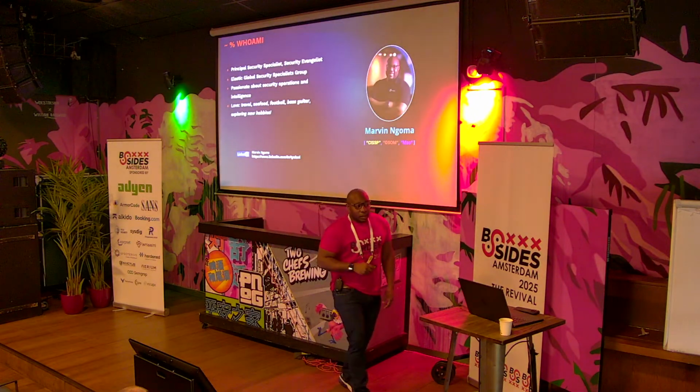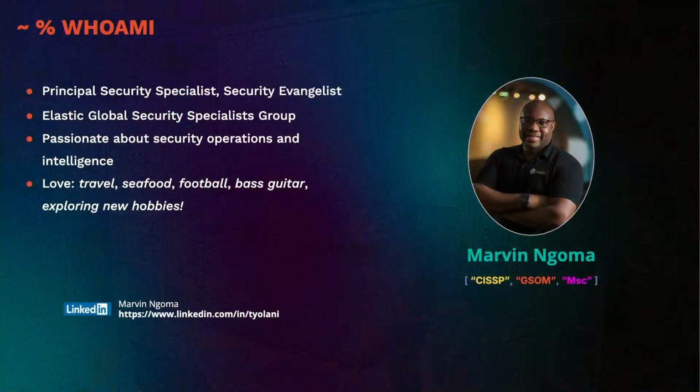A little bit about myself. My name is Marvin Ngoma. I work for Elastic. I'm a principal security specialist. I'm part of the global security specialist team. I'm passionate about security operations and intelligence. I've been with Elastic for about 4.5 years now, previously with IBM in the Nordics again, where I did security intelligence and operations consulting. So I just love everything around intelligence and operations and basically helping organizations develop their security operations capabilities.